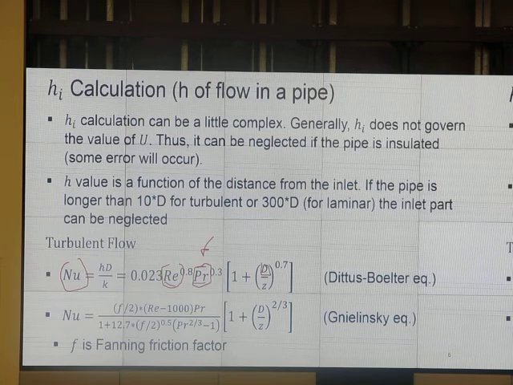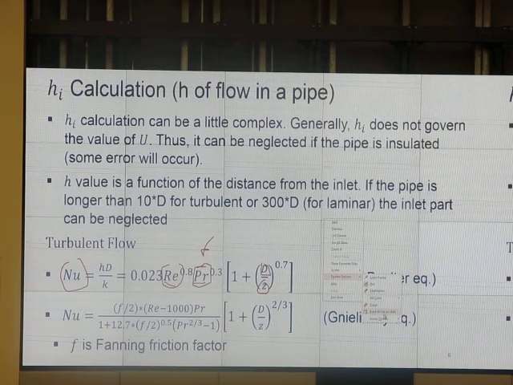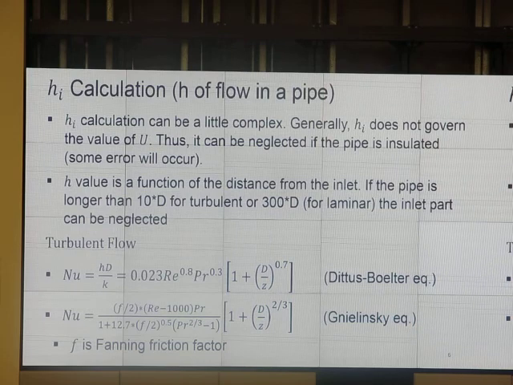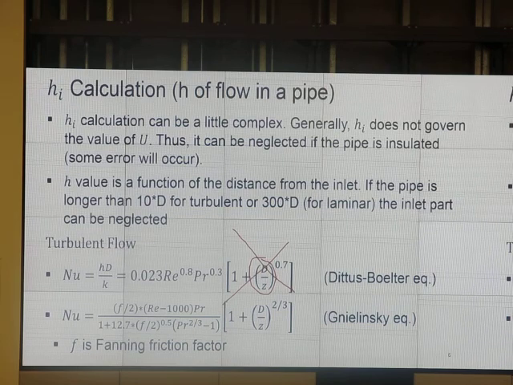D over Z, what is that for? This is for near the inlet, okay, away from the inlet. If your pipe is 100 diameters long, for example, you may have to worry about this. Okay. If your pipe is 50 miles, like in the example that we talked about, or in your homework, you don't have to worry about that. Right? 50 miles is very long.